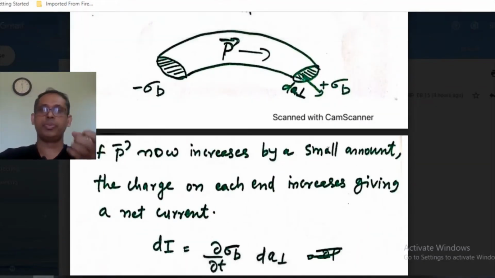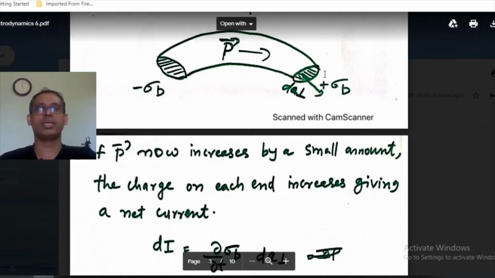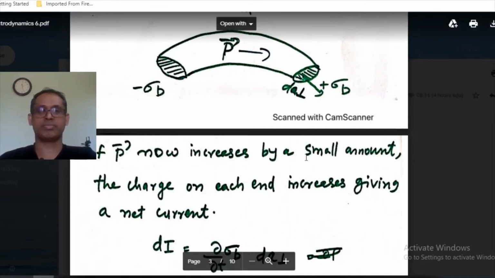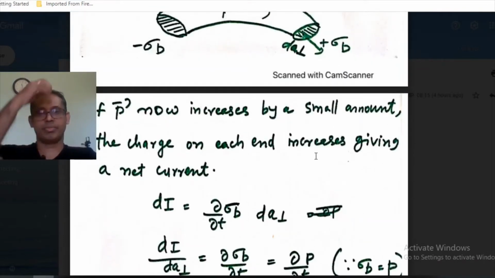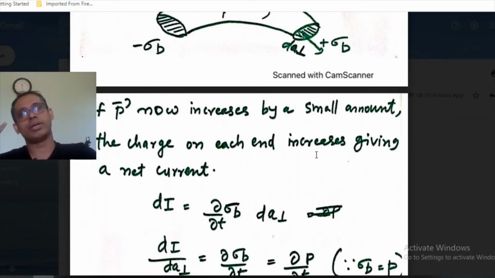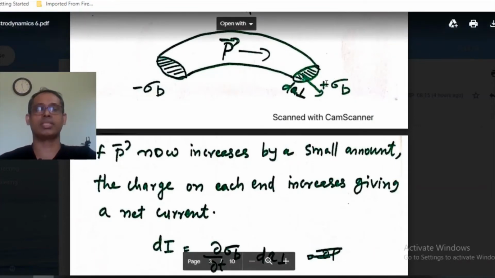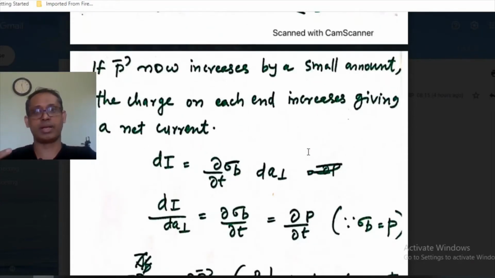Now, if P increases by a small amount, suppose the polarization is increasing by a small amount, maybe due to increasing or changing the electric field. So the charge on each end increases. So sigma b will change. Both sigma b and minus sigma b here will change, and there will be a corresponding net current. When the charge on these two ends increases, there will be a corresponding current.